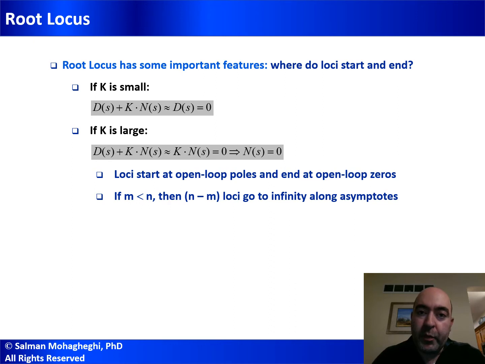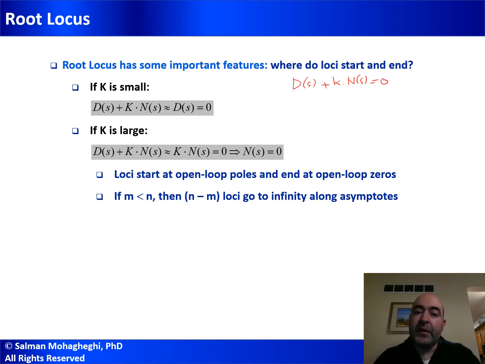Now that I know that I will get n branches or n loci, the next thing that perhaps I'm interested in knowing is, where do these branches start from and where do they end? Let me rewrite the equation that I had in the previous slide. So D of s plus k times N of s equals 0. If I solve this, the roots of this polynomial for different values of k, I will find the poles of the system. Now k, the gain of the controller, will change from 0, or a very, very small number, to a very large number, or infinity. Let's look at both extremes.